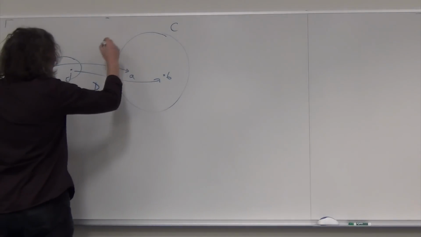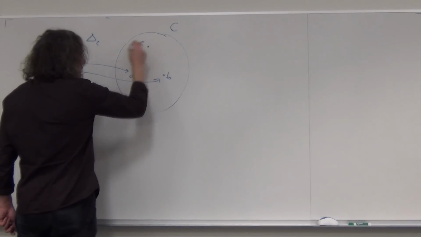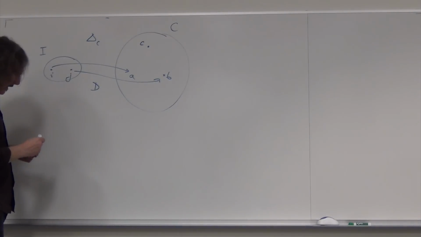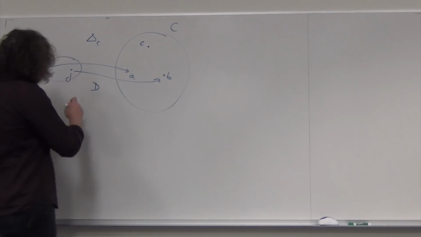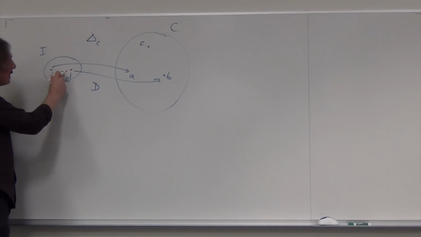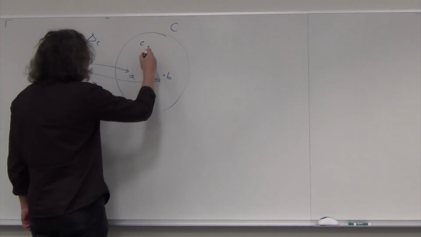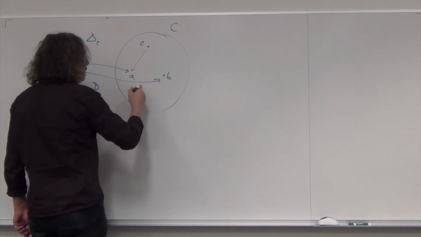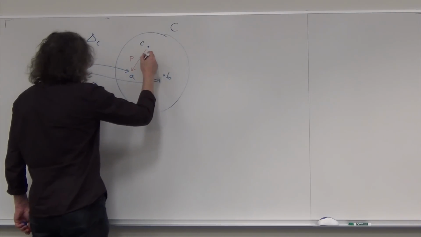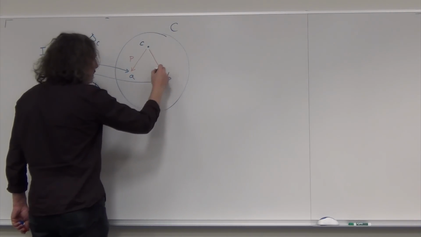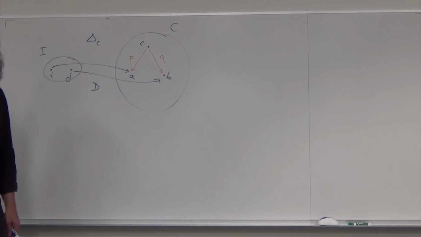Then there is this functor delta C, which maps both objects into C. So this is a C. The natural transformation between these two functors is a family of morphisms indexed by objects in here. So there is one for I and one for J. That's all. So it's a tiny category. There is one for I, and we'll call it P. And there is one for J. Let's call it Q, right?